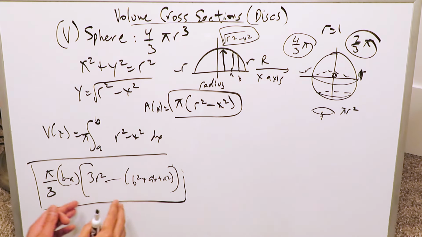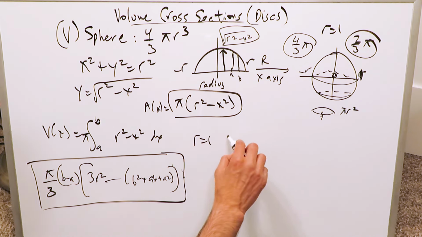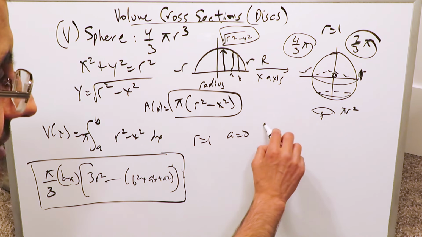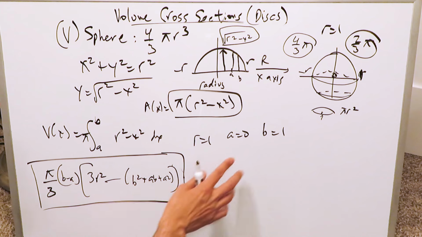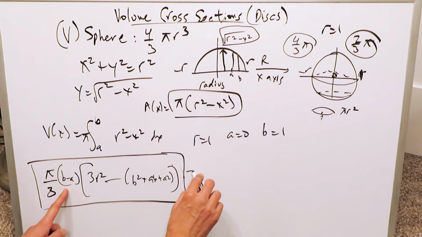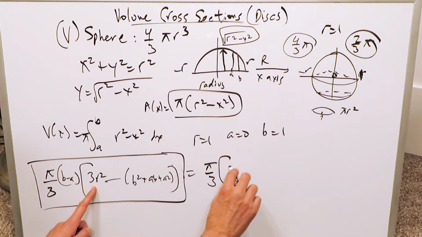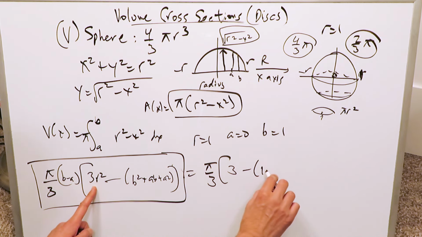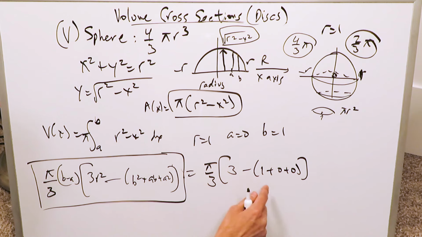If I can generate a 2 over 3 pi from here, I know my volume of this disk template is good. R is equal to 1, my A value is 0, my B value here is 1. Where you see R, put a 1, where you see A, put a 0, where you have B, put a 1. You have a pi over 3 times B minus A, which will just be pi over 3. You have a 3R square, which will just be 3, because R square is 1 square, which is a 1, minus B square, 1, plus 0, plus 0. This is a 1, 3 minus 1 is a 2.